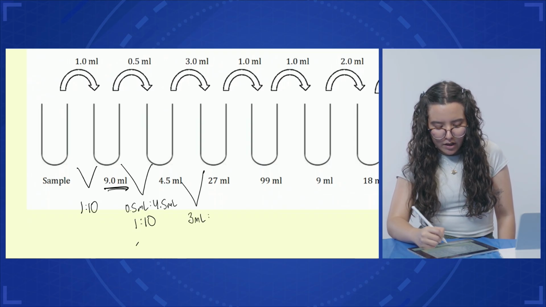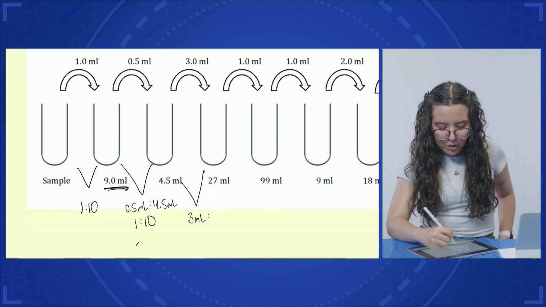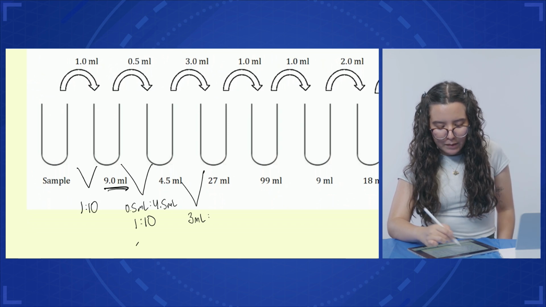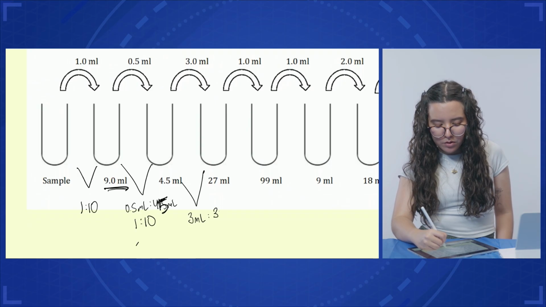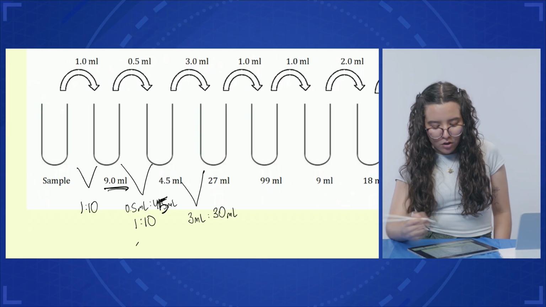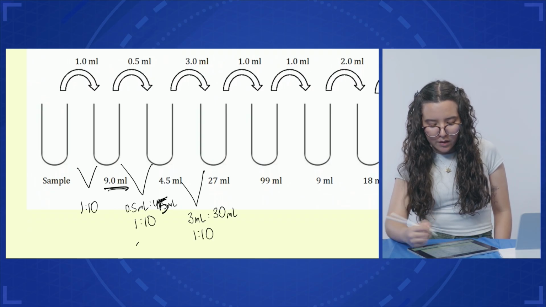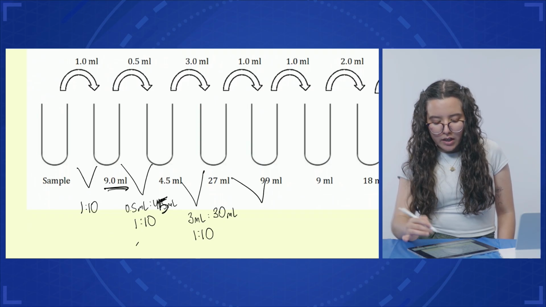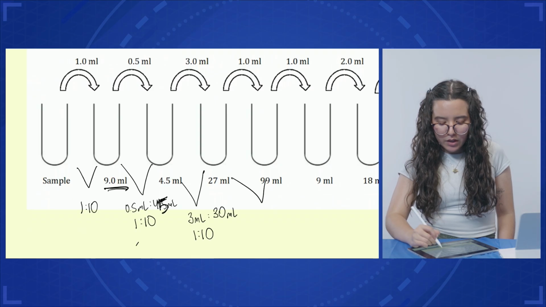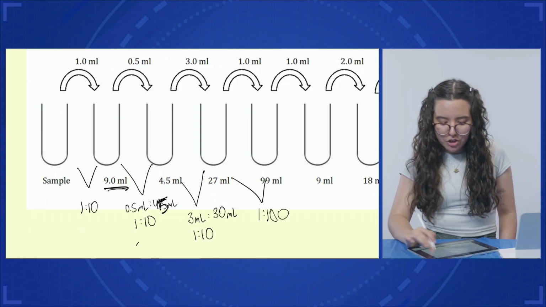and having a, this was also not a good way to write it. I should have done like 0.5 milliliters plus 4.5 for a total of 5 milliliters. So here, 3 milliliters plus 27 gives you a total of 30 milliliters. This also is just another 1 to 10 dilution. Then here we are taking 1 milliliter and having 99 milliliters of diluent. So here, this one is different. It's actually a 1 to 100 dilution.